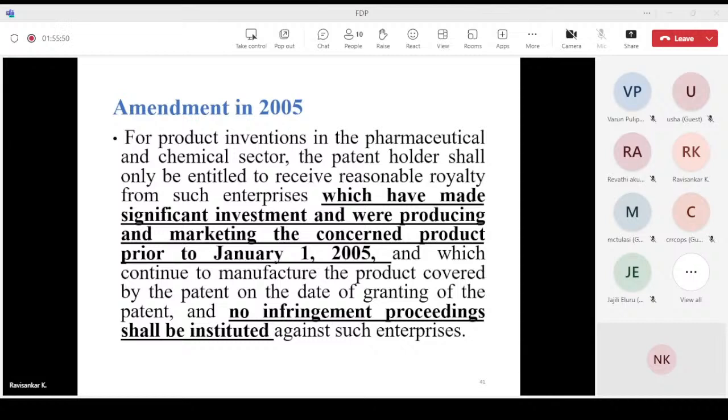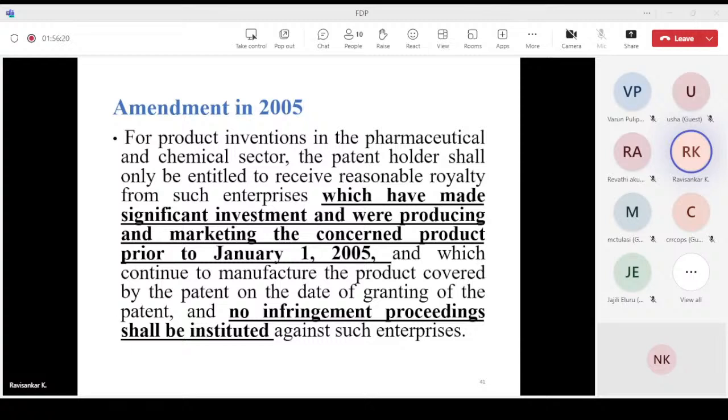Then in the 2005 amendment, for product inventions in the pharmaceutical and chemical sector, patent holders shall only be entitled to receive reasonable royalty from such enterprises which have made significant investment and were producing and marketing the concerned product prior to January 1, 2005, and which continue to manufacture the product covered by the patent on the date of granting of patent, and no infringement proceedings shall be instituted against such enterprises.